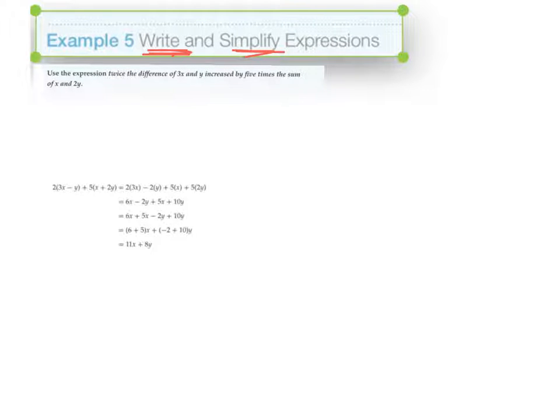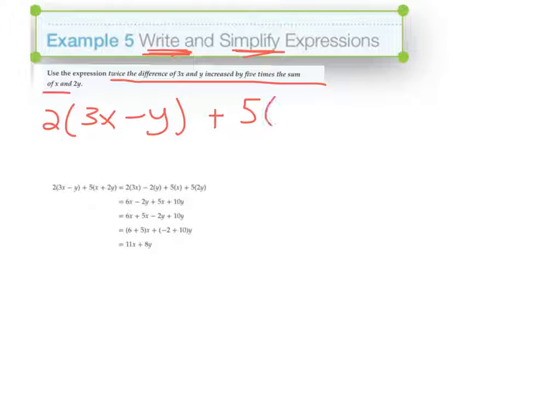The most difficult is writing correctly and then going through the process of distributing and combining like terms. So in this case, we want to be able to convert this into an algebraic expression. So twice the difference, so twice means 2 times. The difference is the subtraction of 3x and y. Then it gets increased by 5 times. Times is used with parentheses. Sum is adding, so x plus 2y. So there's the expression written.